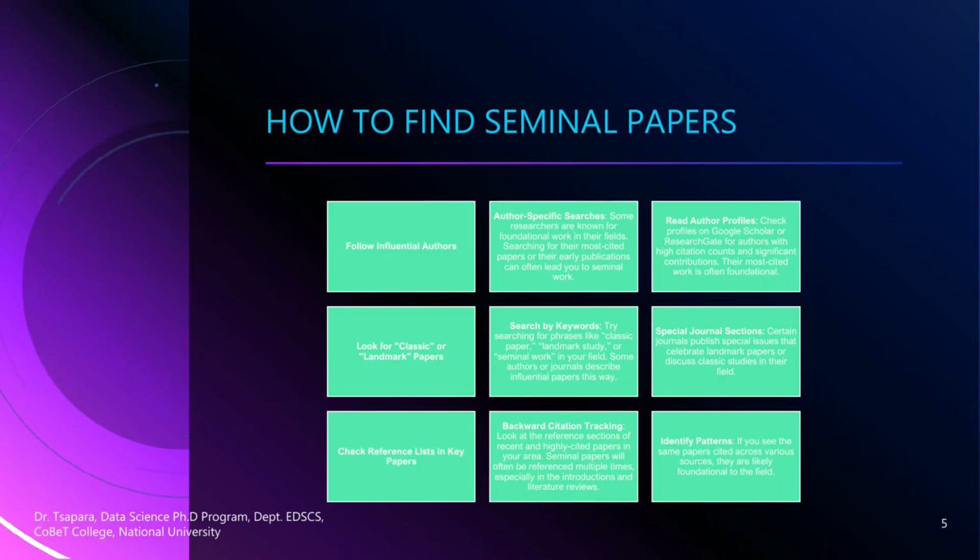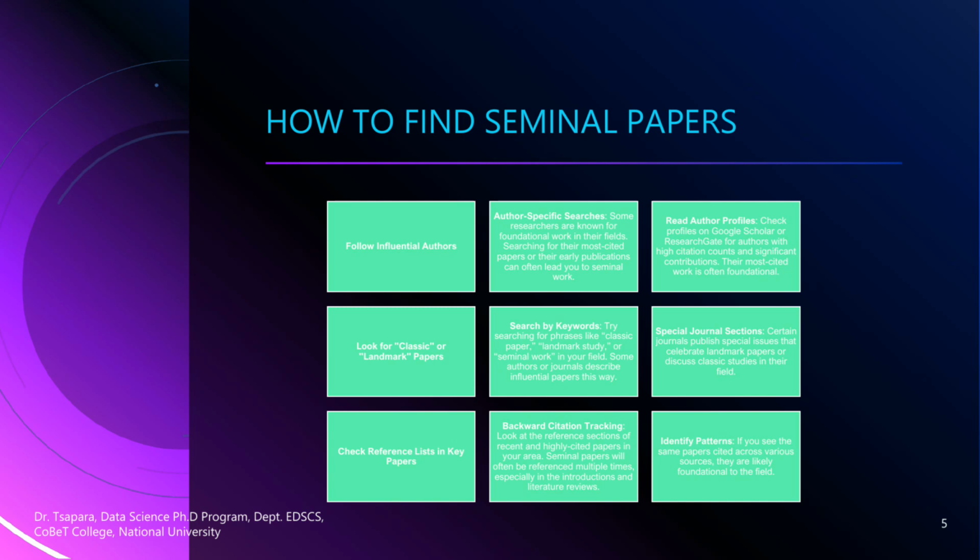Locating seminal papers, those that have shaped the direction of a field, is a vital part of building a strong foundation for your research. Start by following influential authors. Some researchers are recognized for landmark contributions. Searching by author name or exploring their most cited works often leads to foundational papers. Next, try searching for terms like classic paper or seminal work within your topic area. Some journals even publish special sections devoted to landmark studies.